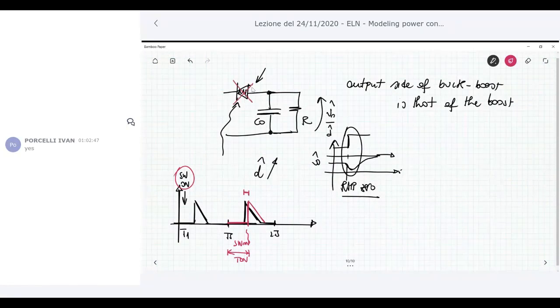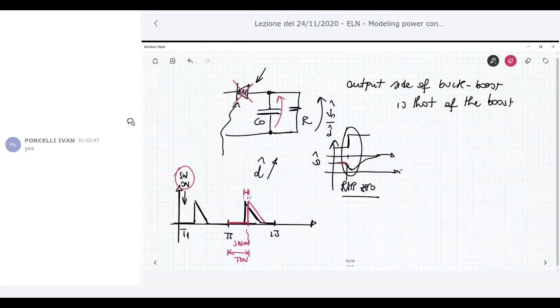And if the diode is off, then it is the output capacitor C naught which is in charge of providing the charge needed for the output voltage to remain constant. But this time interval can induce the output voltage to reduce. So what happens here is a matter of how large this interval is.